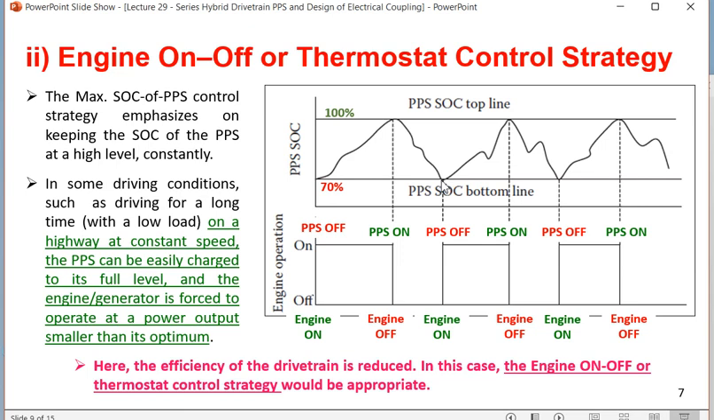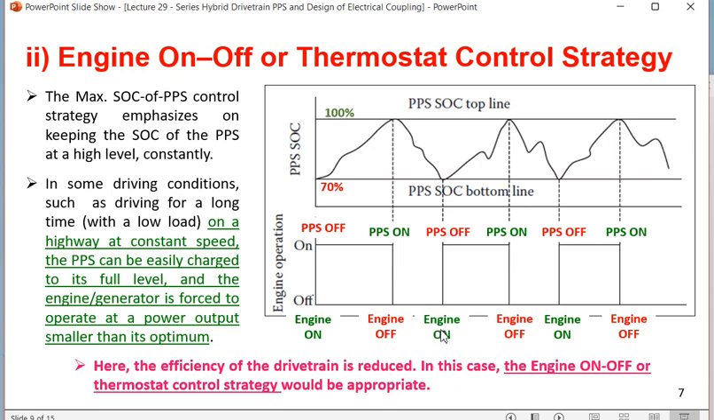This is a pre-decided strategy, that is we don't want the PPS to go below 70%. So 70% is the minimum discharge limit. Beyond that you should not take the PPS level lower than 70%, because that is not good for the health of the PPS. So we have to pre-decide this. There is also an algorithm going on. As soon as the PPS touches 70%, the thermostat will make the PPS off automatically and turn on the engine automatically.